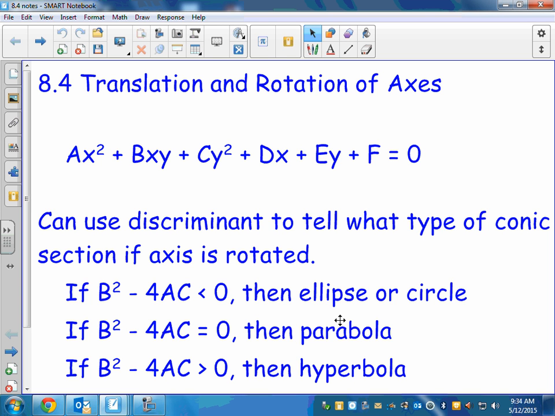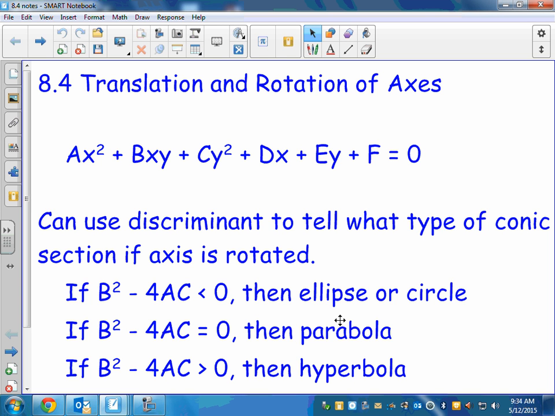So far, the ones that we've dealt with haven't had an xy term, right? When there's no xy term, when there's no b value, those are the really nice ones that we've been graphing that are centered along the x and y axes, right? That have a vertical or horizontal axis of symmetry.